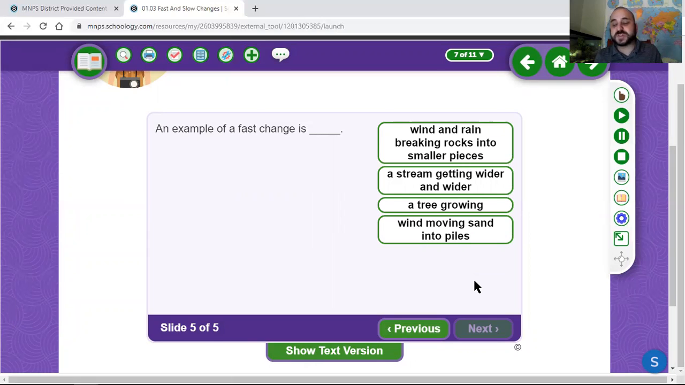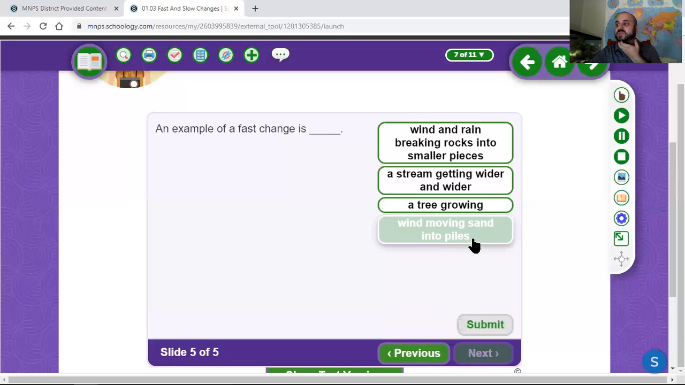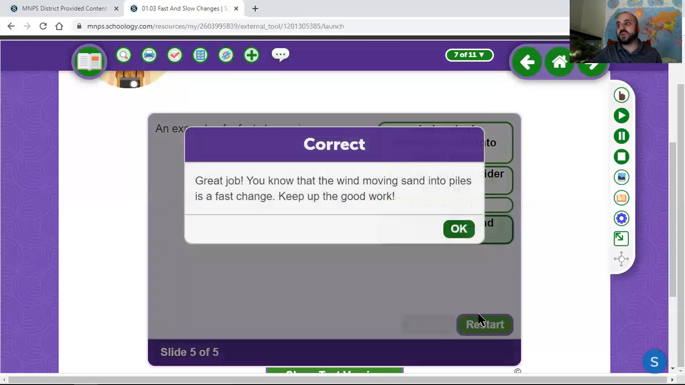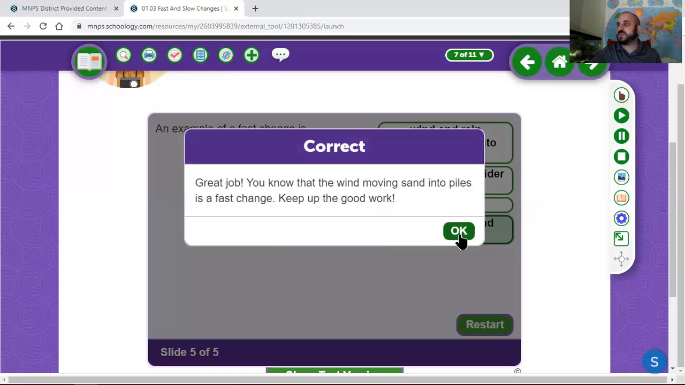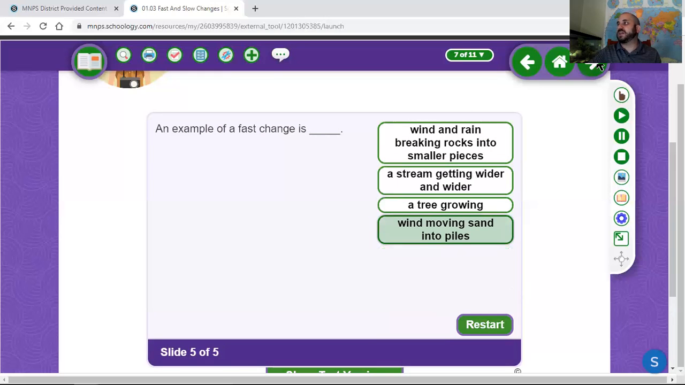And again, the same thing with a tree moving. A tree growing will take a very long time to grow. But wind moving sand into piles, this is a process that might be going on for a long time, but also I can watch and see sand being moved by the wind. So even though it can happen over a long time, it can also be a pretty quick process. It's a fast change. All right, let's keep going.